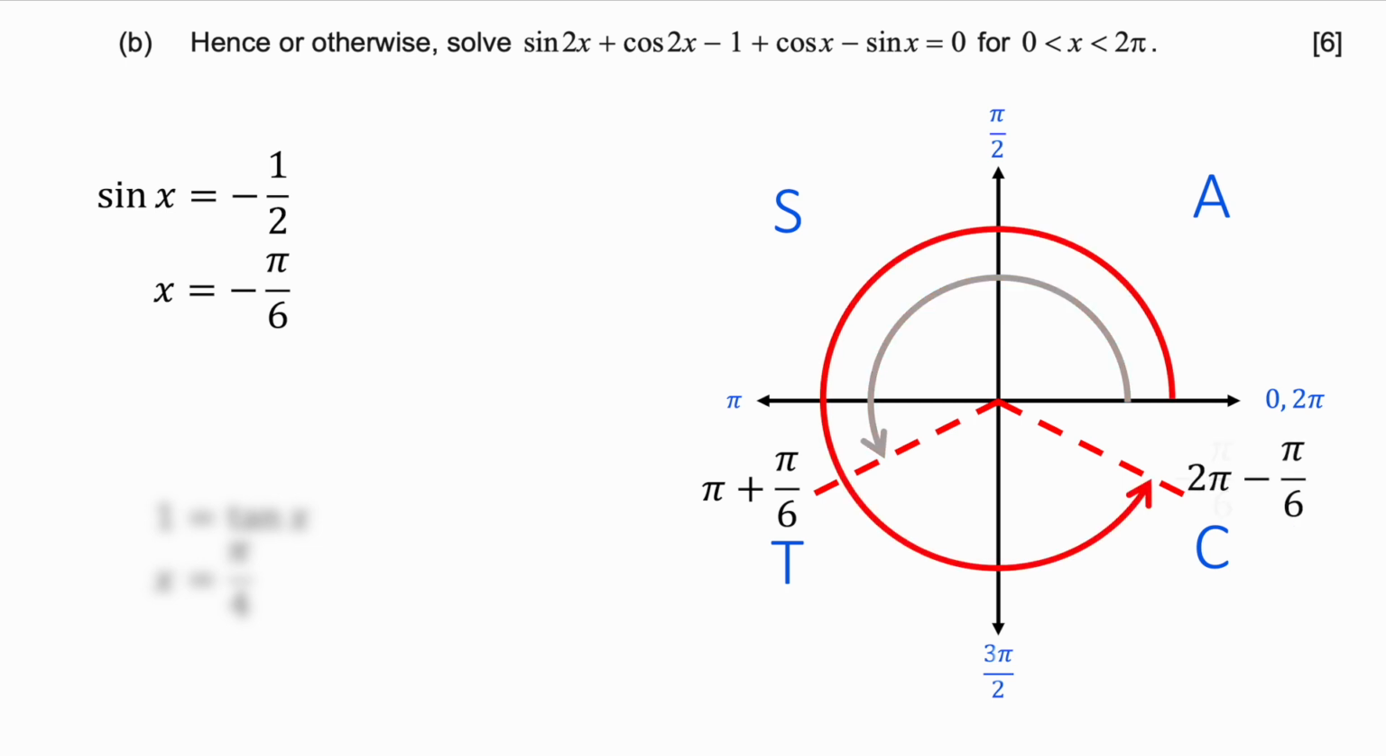And then the second one is going all the way around, nearly to 2 pi, but we stop short by pi over 6. So we do 2 pi minus pi over 6. Okay, those are two angles, and we're going to have to simplify them.